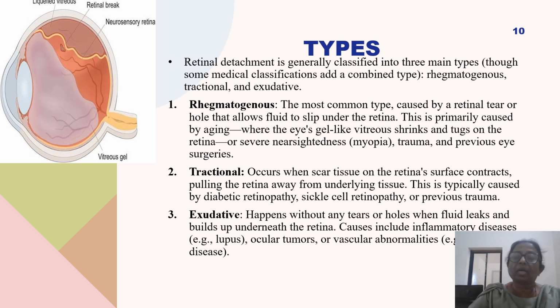Traction occurs when scar tissue on the retina surface contracts, pulling the retina away from the underlying tissue. This is typically caused by diabetic retinopathy, sickle cell retinopathy, or previous trauma. Exudative happens without any tears or holes, when fluid leaks and builds up underneath the retina. Causes include inflammatory diseases, SLE, ocular tumors, or vascular abnormalities.